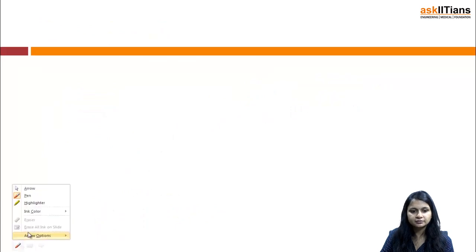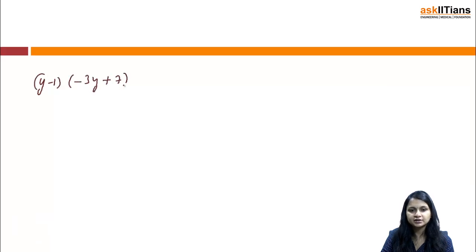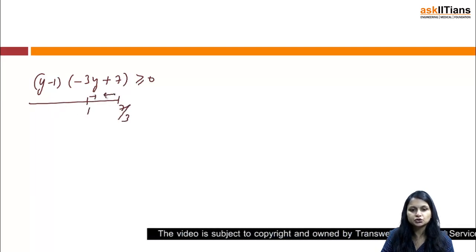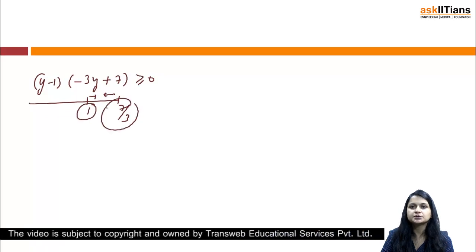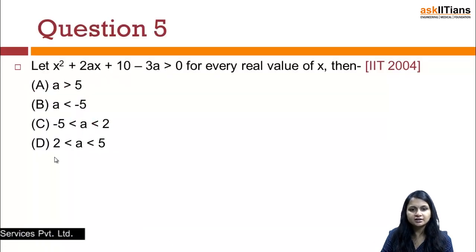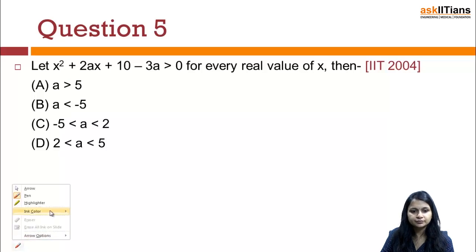We have y minus 1 and minus 3y plus 7 greater than or equal to 0. So the critical points would be 1 and 7 by 3. Okay, so here I will have the positive solution as minimum, and this becomes my maximum value. Okay, so let's take the last illustration.